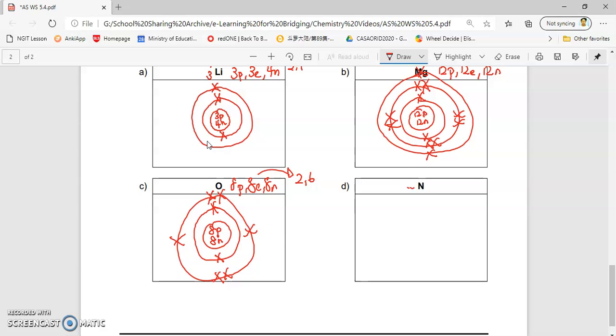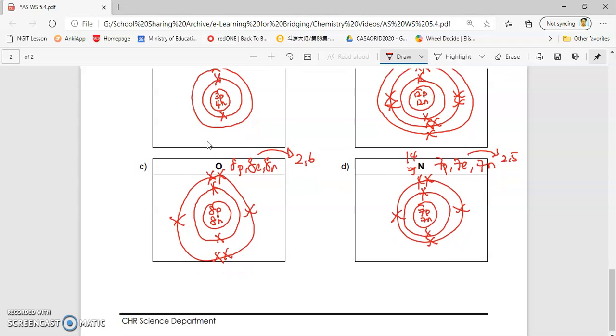And last one, nitrogen, 7, 14. This is 7 protons, 7 electrons, 7 neutrons. So in the nucleus, I have 7p, 7n. 7 electrons means it's 2, 5. I have 2 shells, 1 shell, 2 shell. So 2, 5. So this is the atomic structure drawing.